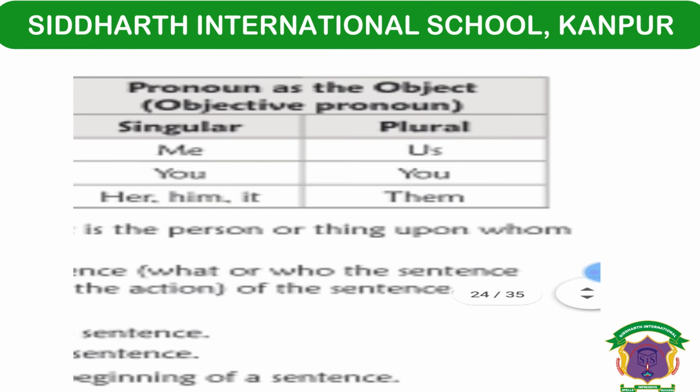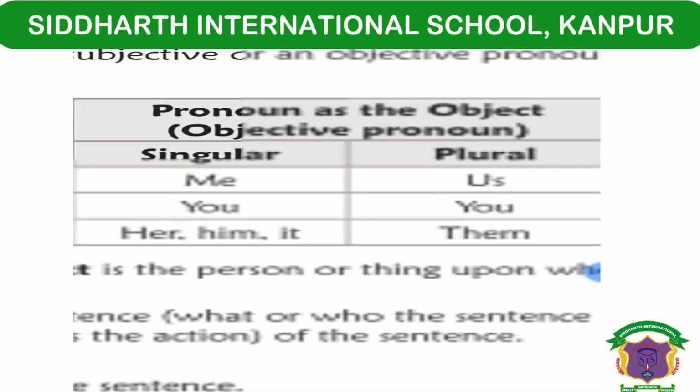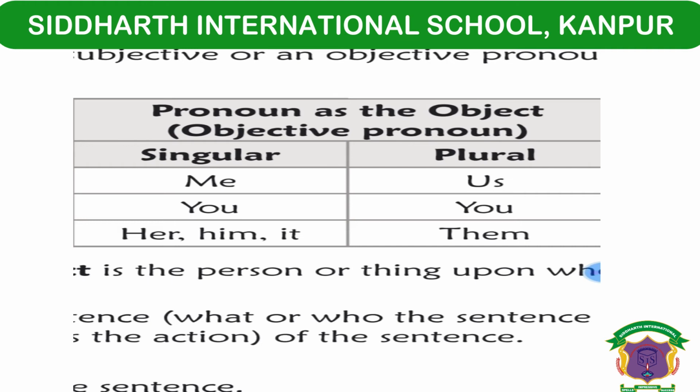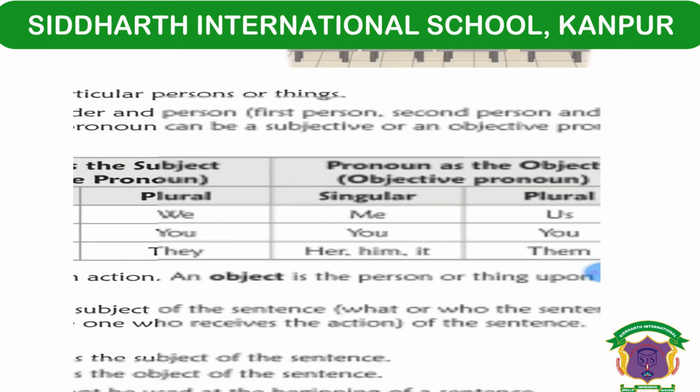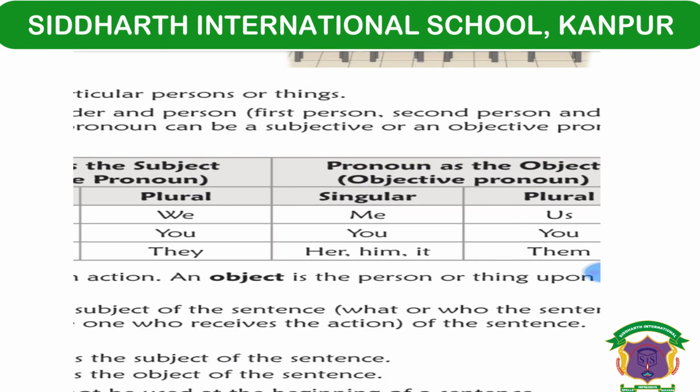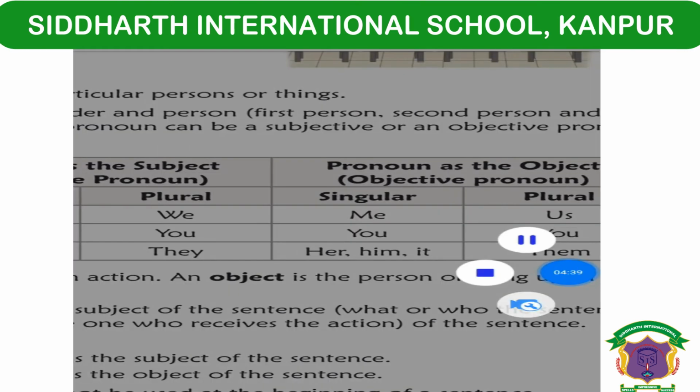Here pronoun as the object. Objective pronoun. Objective pronoun here also singular and plural divide into two parts. Me, I said main. Me is first person, you always second person, you always stands for second person. Understand? And just now I told you singular he, she, it. So here in objective, her, him, it. Plural form. I told you singular here, we. Plural form in subjective is we. So what will be the plural form in objective?